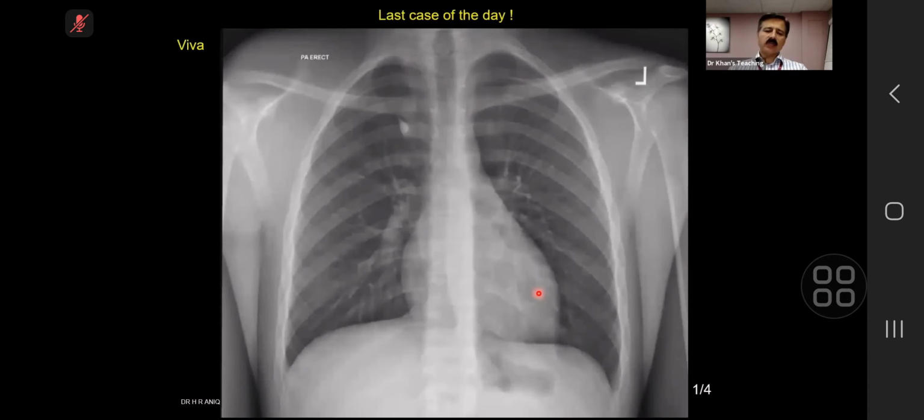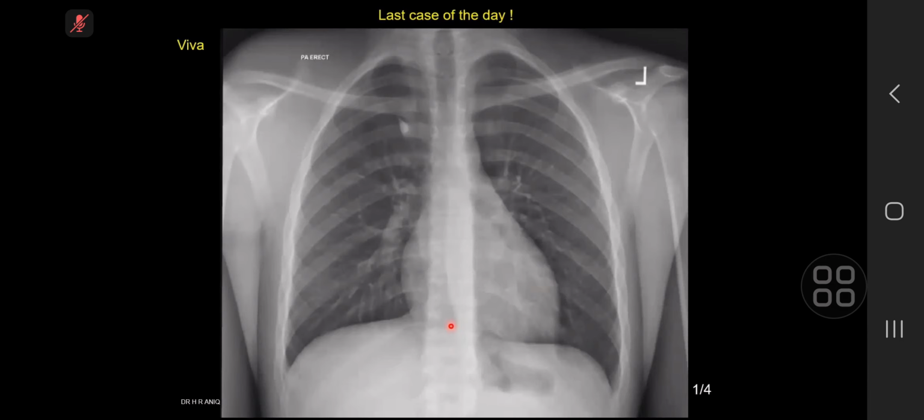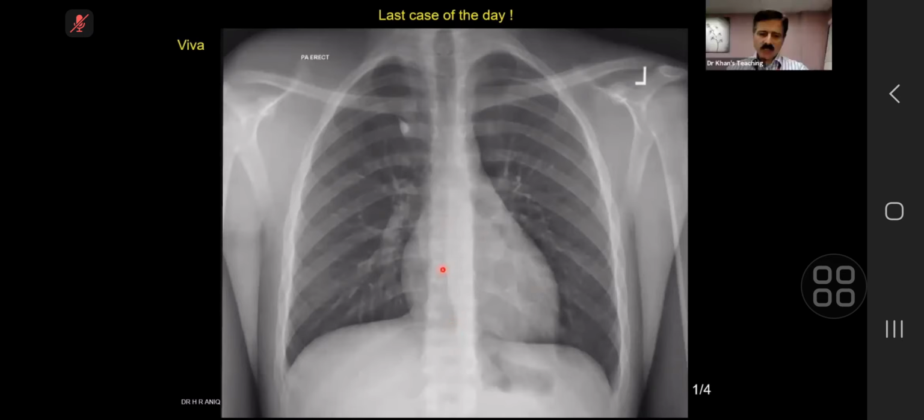Last case of the day, and this is a beautiful film for the same reason. It's an observational film, classical 2B. 466 people are still with us. If all of you can concentrate on this. So there appears to be increased density in the left paravertebral region behind the heart shadow. This thing, I am not worried. Please continue.